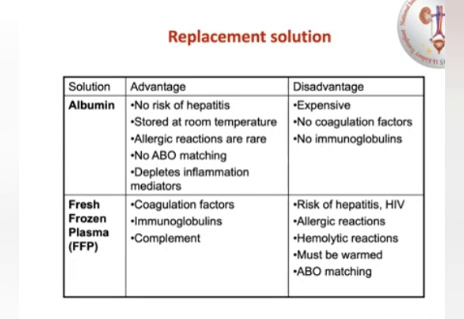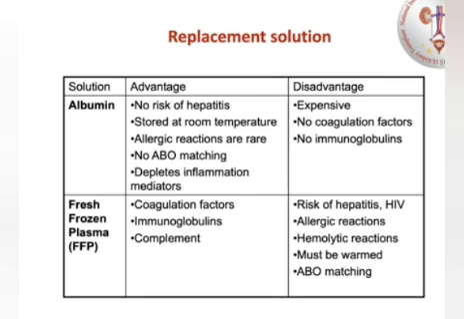Replacement solution. As we all know, we have 2 replacement solutions, albumin and fresh frozen plasma. Well, the advantages of using albumin is that there is no risk of hepatitis. It is stored at room temperature. Its allergic reactions are much less, especially with good quality human albumin. Yet it is also present, but less than fresh frozen plasma. There is no ABO matching and it depletes inflammation mediators.